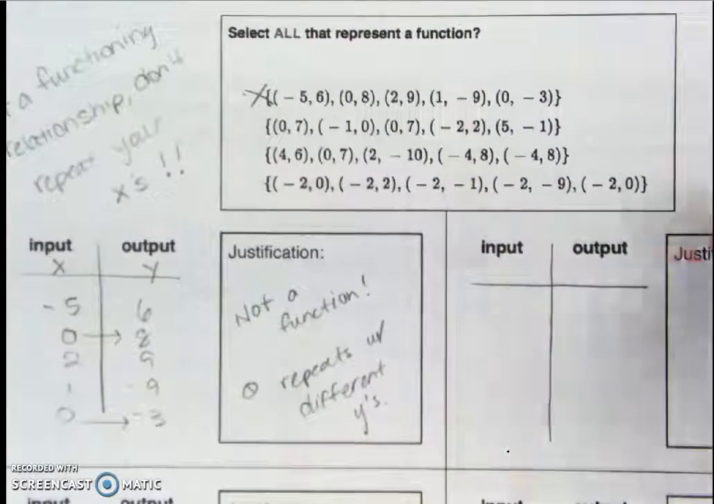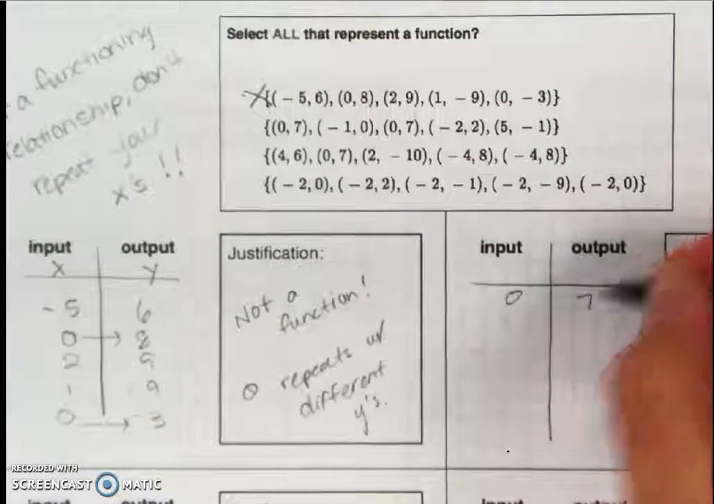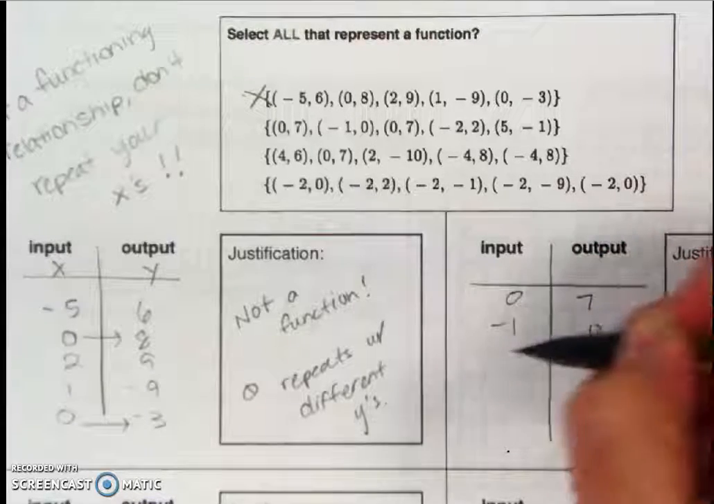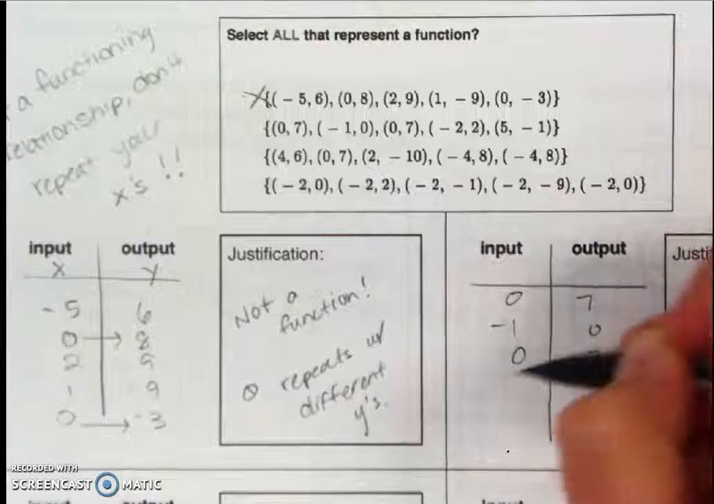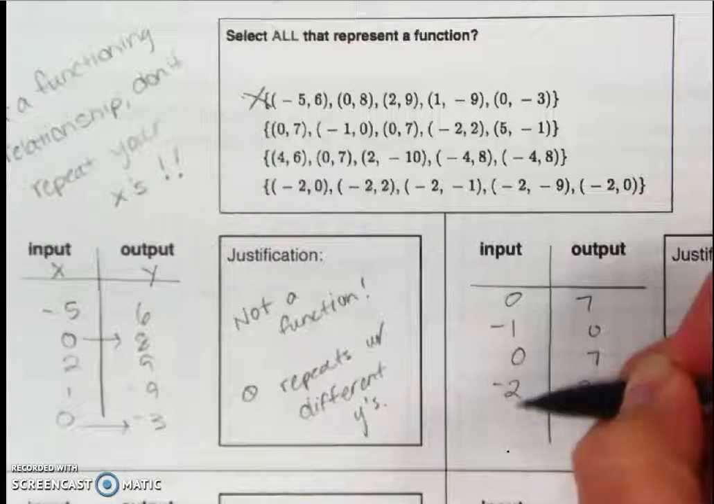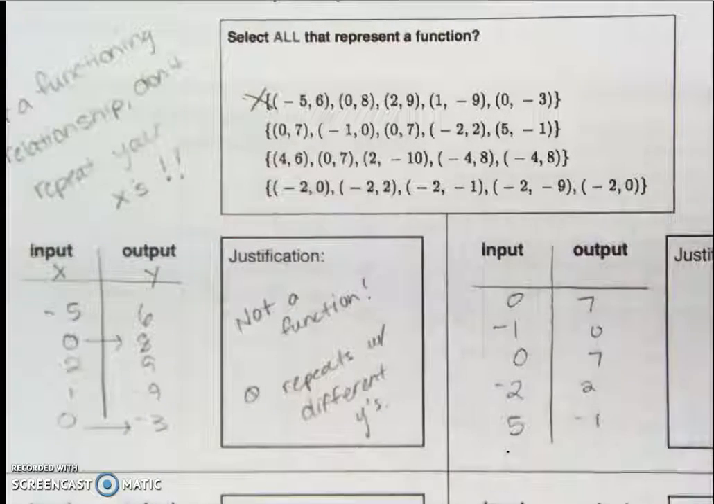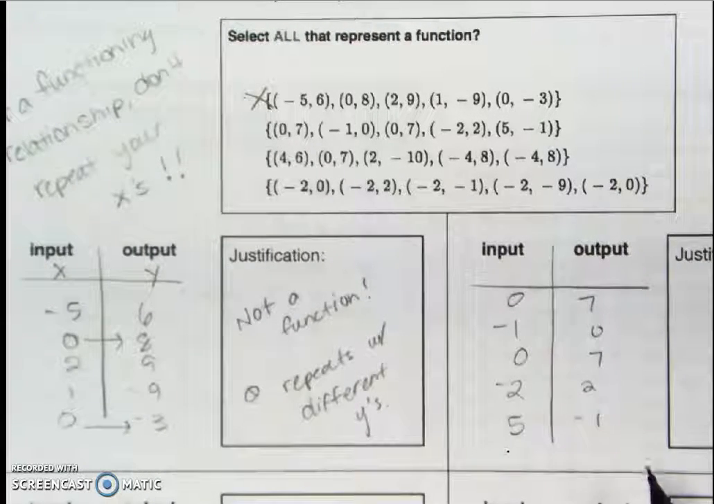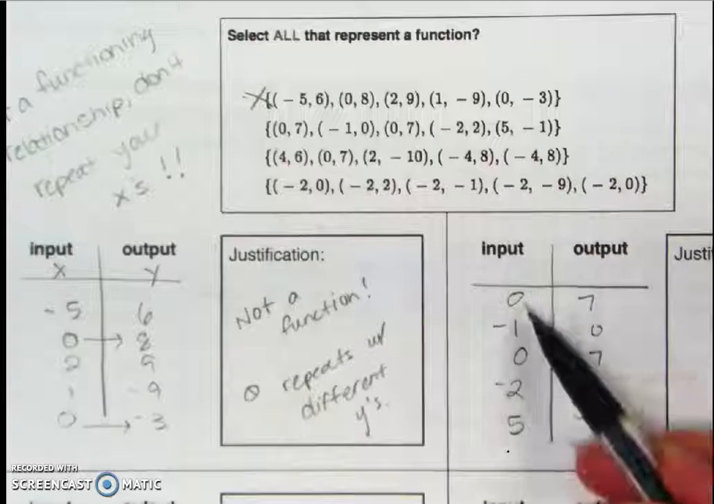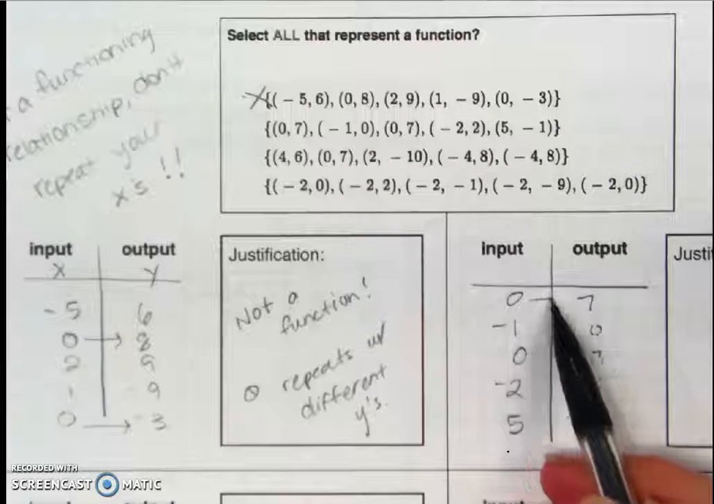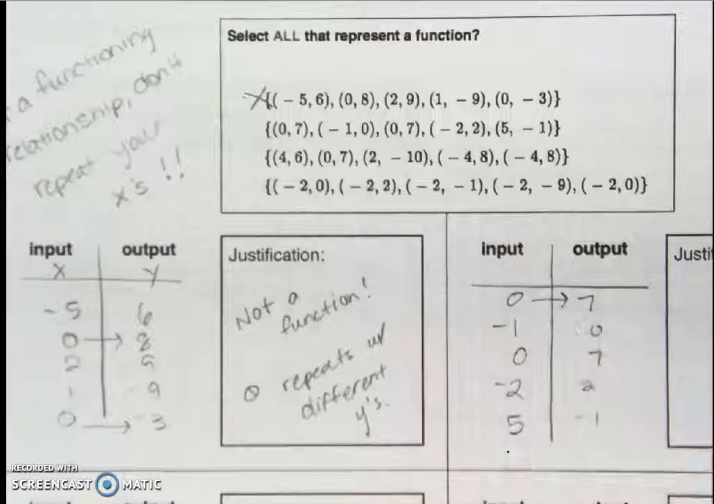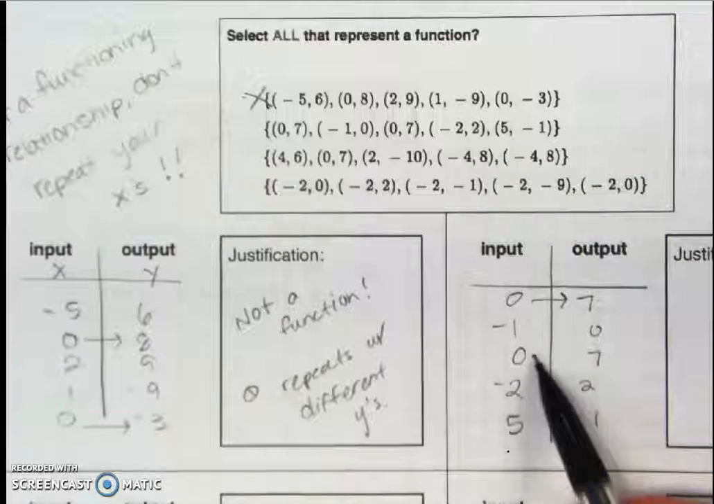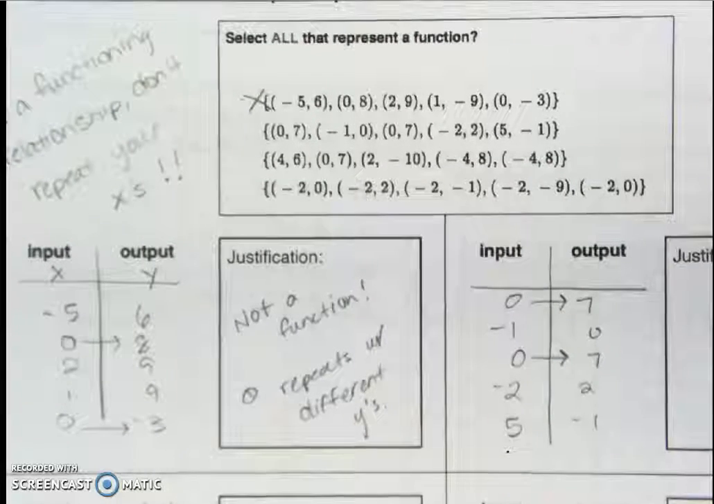0, 7. So let's write that in our table. 0, 7. -1, 0. 0, 7. -2, 2. 5, -1. So hopefully you heard me say it when I was saying it out loud. 0 was repeated. But let's look at those outputs. 0 here is outputting 7. 0 here is still outputting 7.